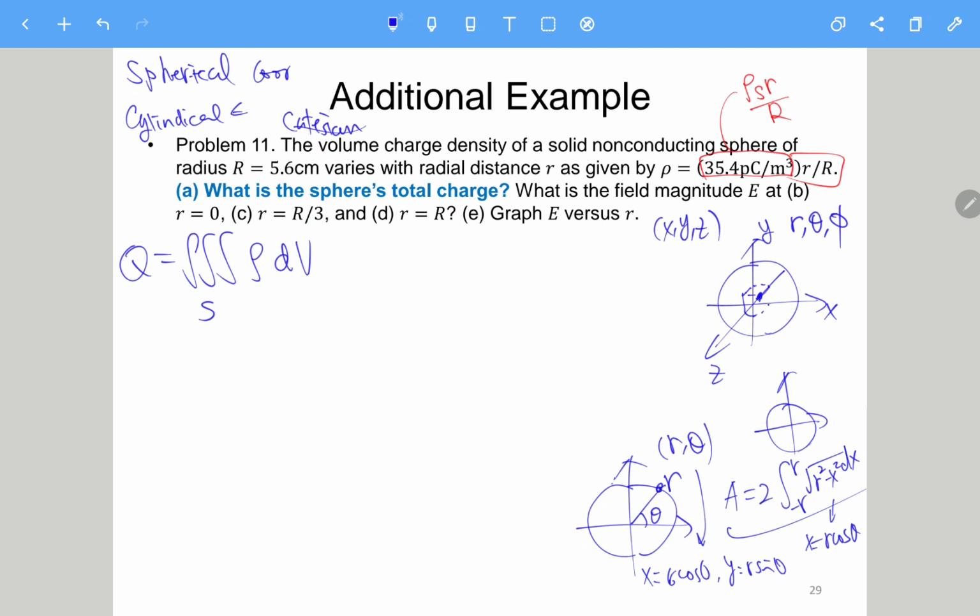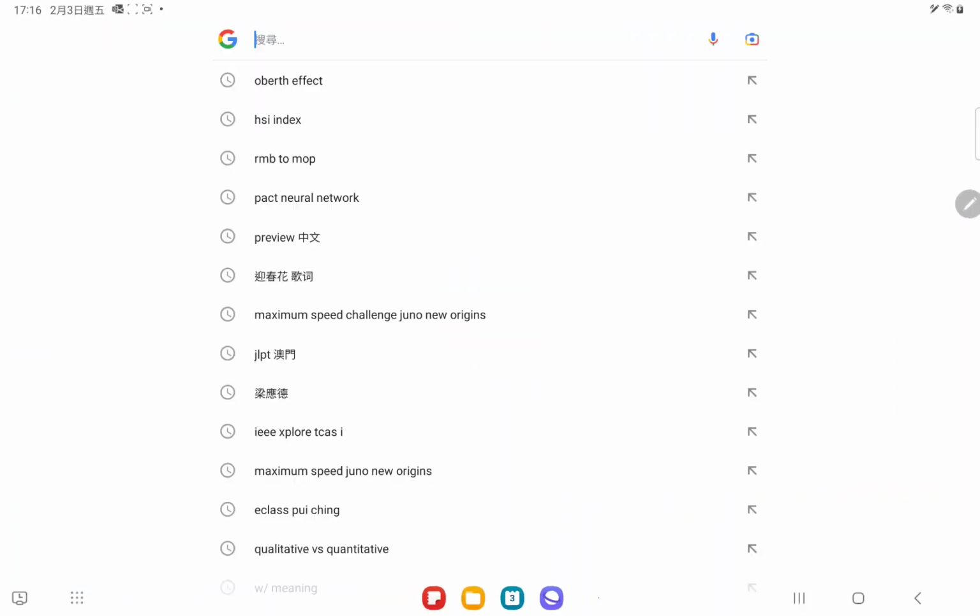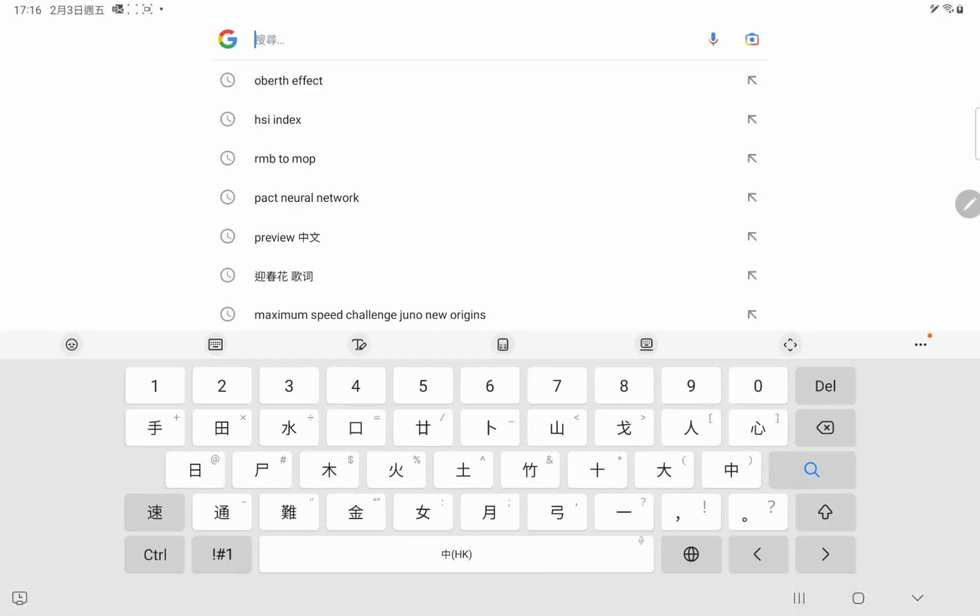For the spherical coordinate, it uses one variable that is the radius, and one that is theta. So these two variables are similar, and there is also another angle called phi. If you are interested, you can simply try to Google it.